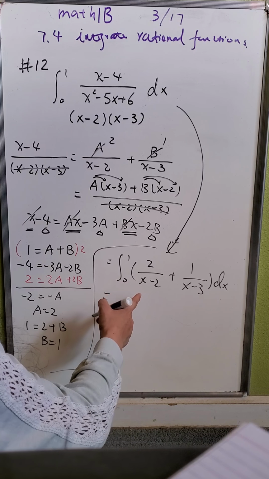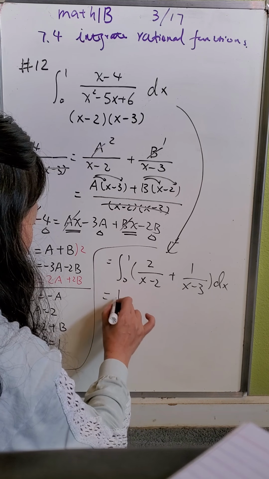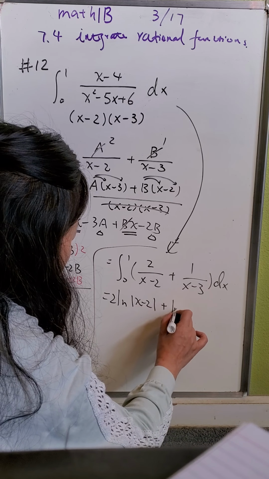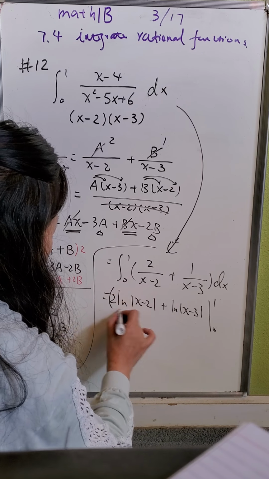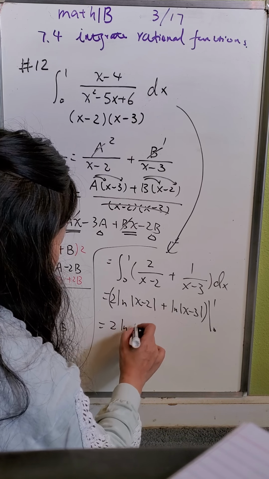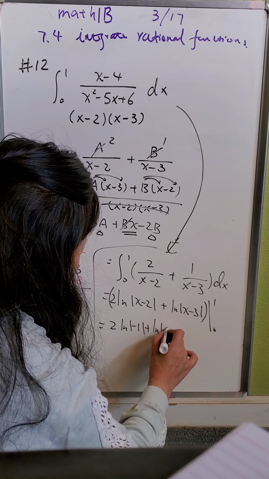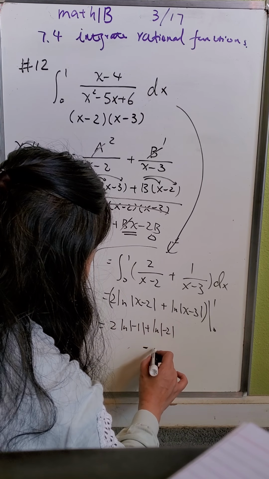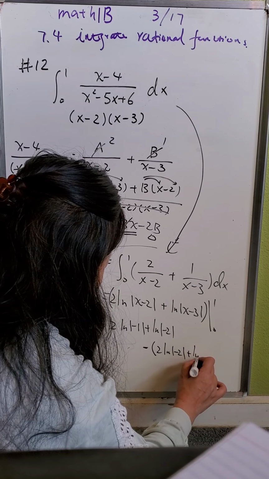That's just ln. Remember in class I told you guys, adding a constant means nothing. So that's 2 ln of x minus 2 plus ln of x minus 3, from 0 to 1. So this whole thing from 0 to 1, put the 1 inside here: 2 ln of negative 1 plus ln of negative 2. And then subtract, put the 0 inside here: 2 ln of negative 2 plus ln of negative 3.